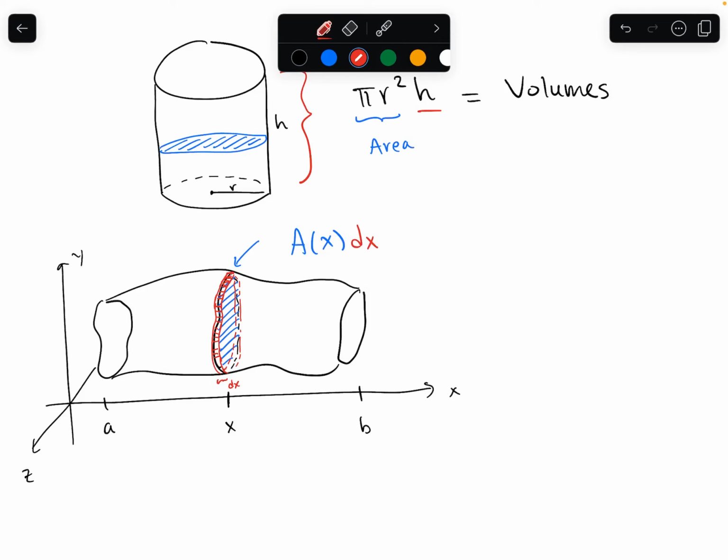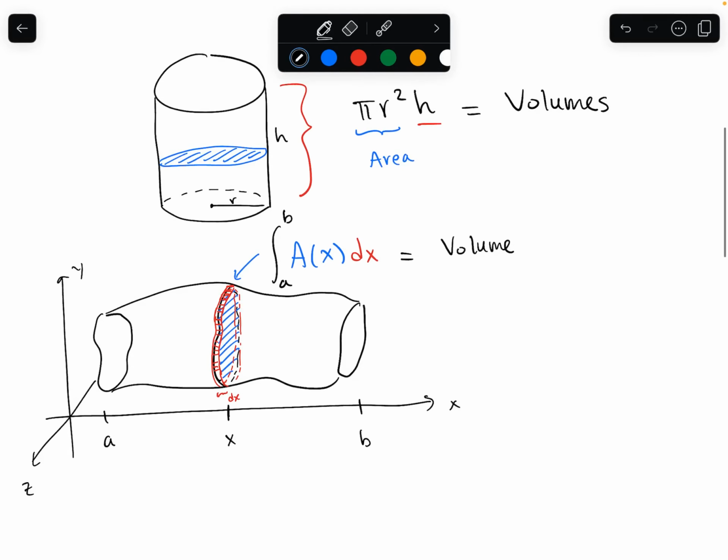And now if you want the entire volume, you just add up all the small volumes at all the different cross sections, which means for us you integrate from x equals a to x equals b all of the cross-sectional areas. This thing is how you compute the volume of a more general solid. That's really all it is.